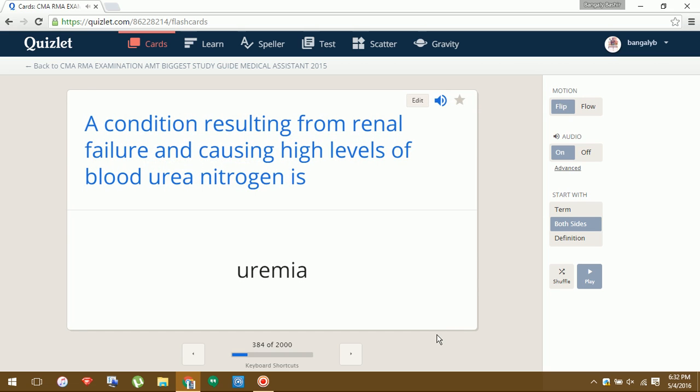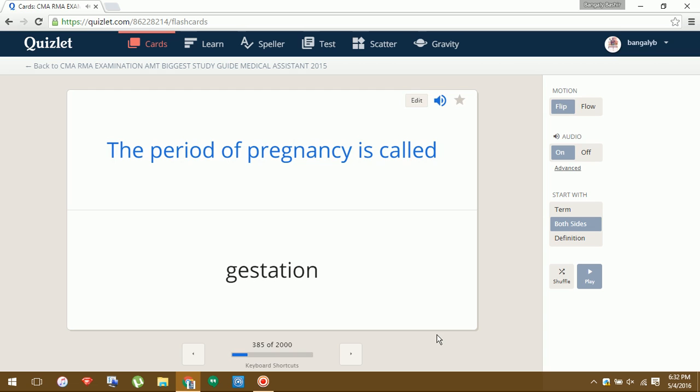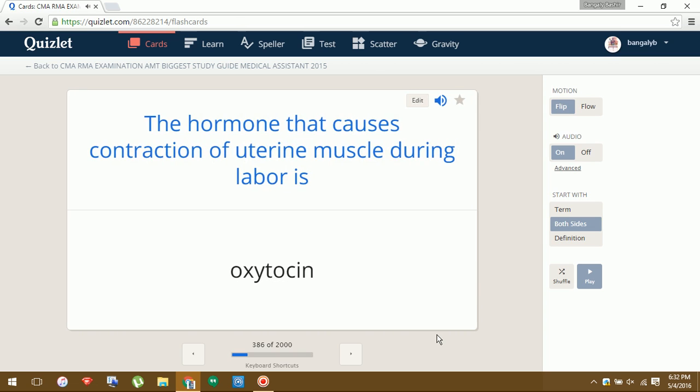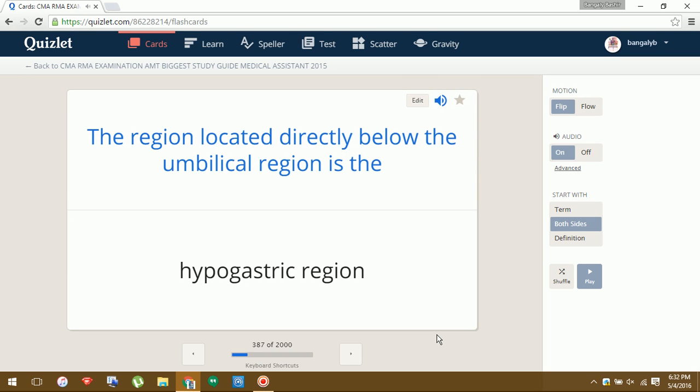A condition resulting from renal failure and causing high levels of blood urea nitrogen is uremia. The period of pregnancy is called gestation. The hormone that causes contraction of uterine muscle during labor is oxytocin. The region located directly below the umbilical region is the hypogastric region.